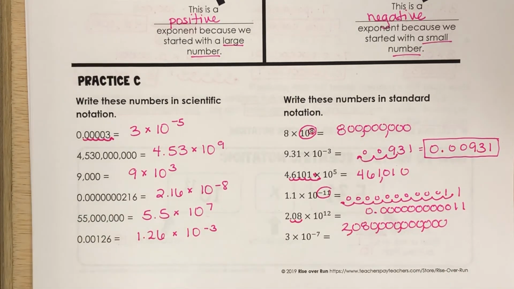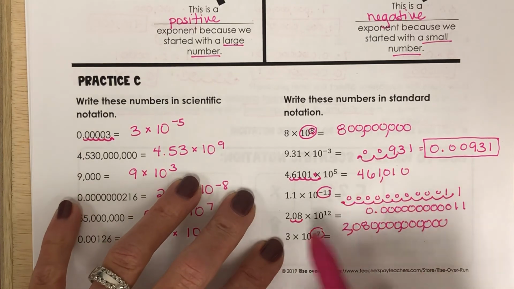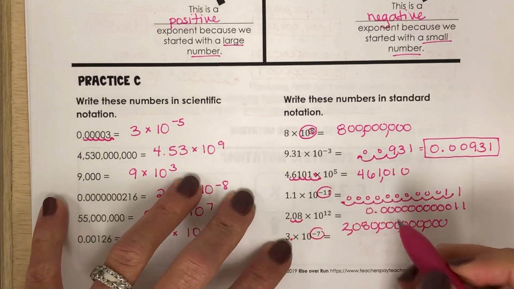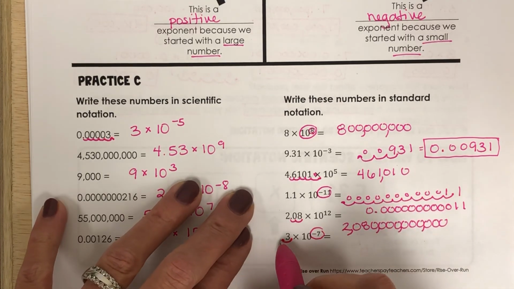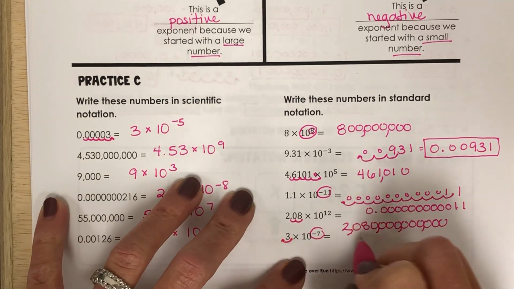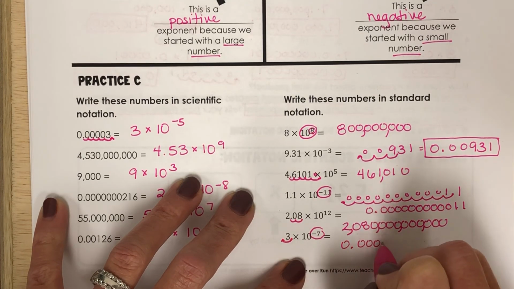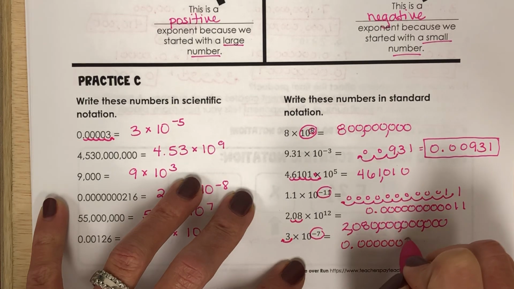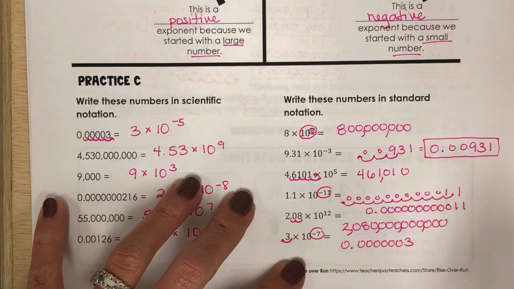Let's see. 1, 2, 3, 4. I know that I'm going to be moving my decimal over 7 places, right? And my decimal starts here. The 3 is already a placeholder, and so I need to add 6 more zeros to make 7 places that I move it over total. So I have 1, 2, 3, 4, 5, 6, and then that 3. And that brings me to 1, 2, 3, 4, 5, 6, 7 places.